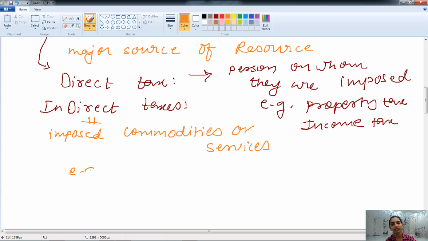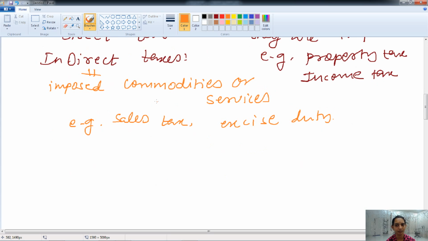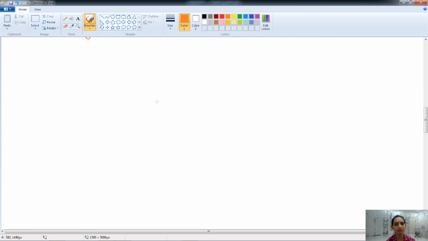Examples of the indirect taxes are the sales tax, custom duty, excise duty, etc. These are all examples of the indirect taxes. That is, the taxes which are not directly imposed on a person, and this tax can be shifted to someone else. That is known as the indirect taxes. Okay, so this is about the types of the tax revenue.